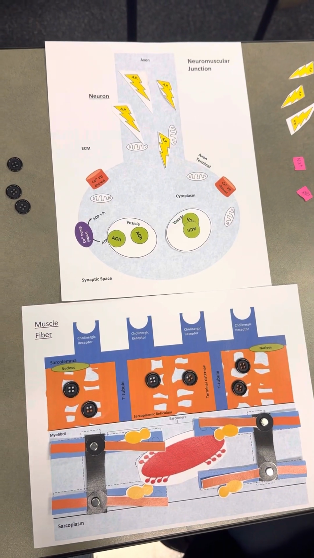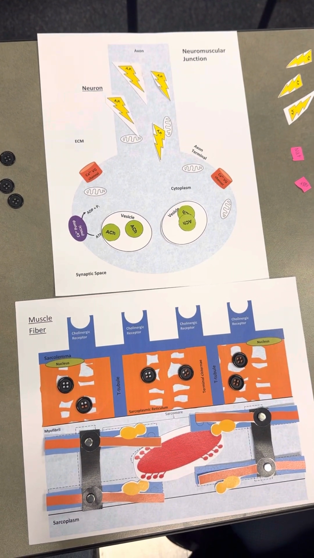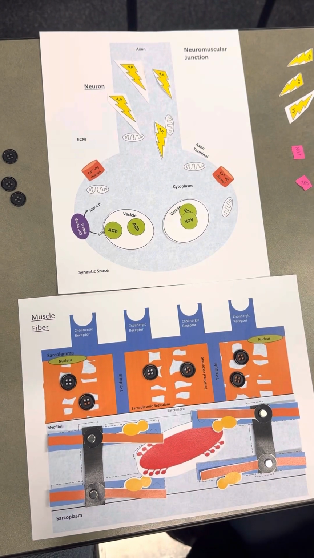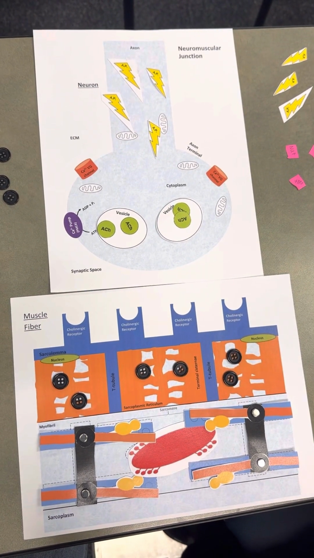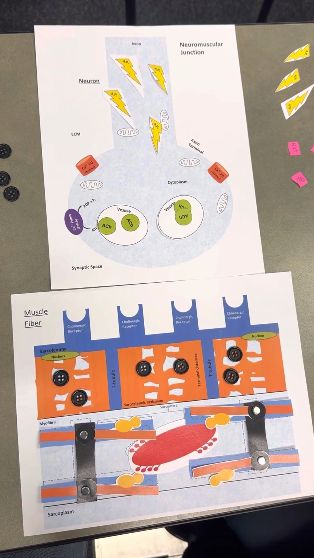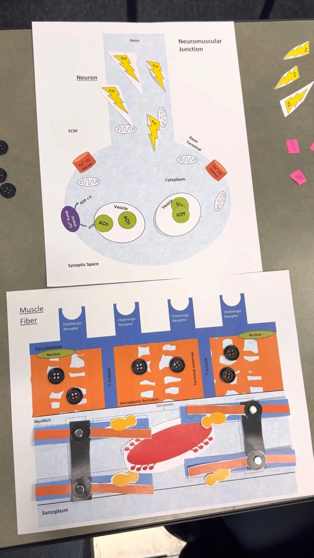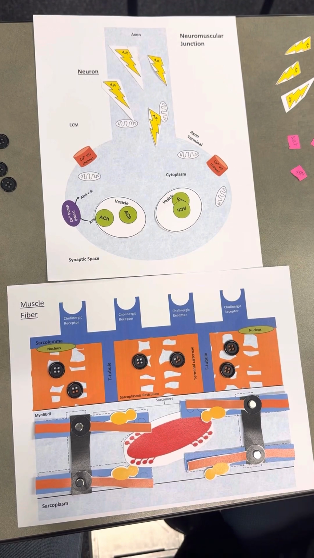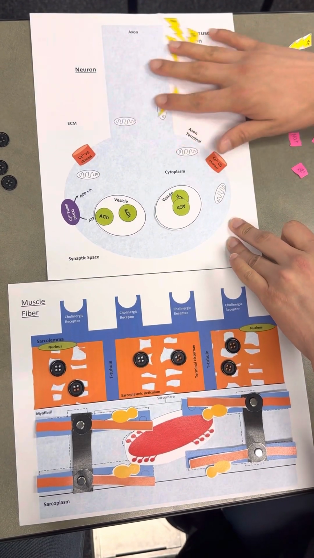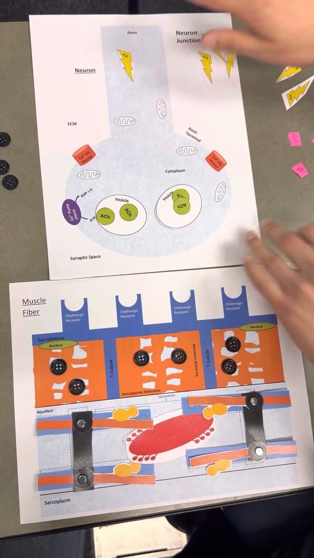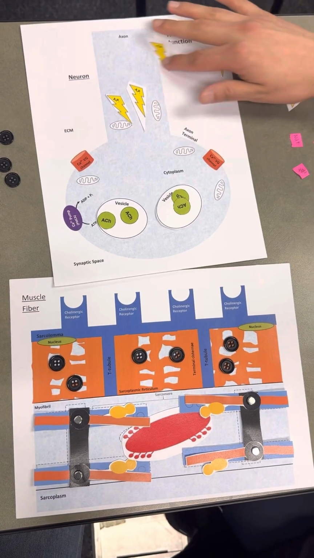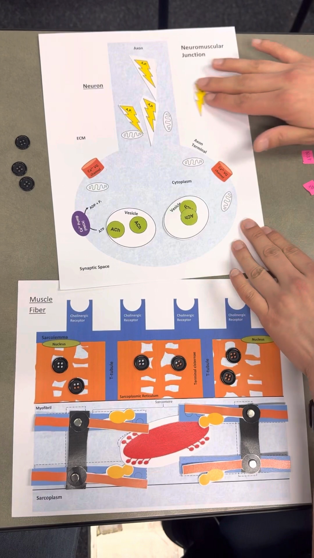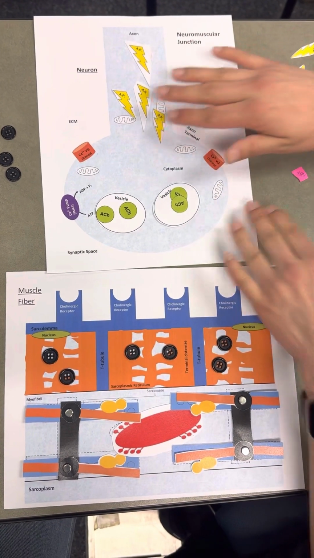Okay, hello. Today we are going to be discussing the neuromuscular junction. The purpose of this is to send an electrical signal from the brain to our muscle fibers to create a movement in our muscles. So the initial phase will start with a signal coming down from our brain. It'll reach the axon terminal, or the end of the axon.